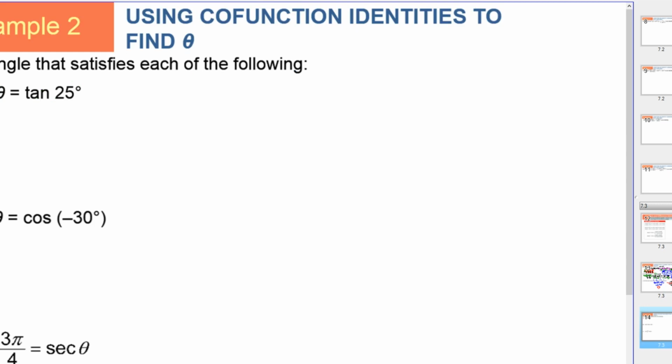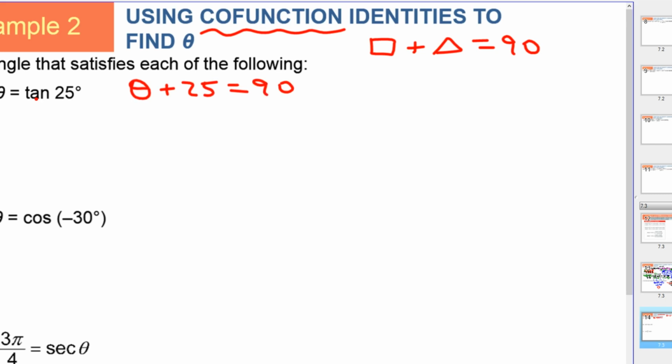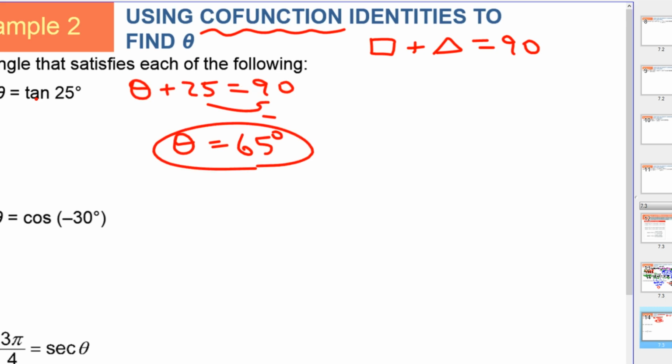Number 2. Find an angle that satisfies each of the following. All right, here's the deal. We've talked about cofunctions before. Sine and cosine, tangent and cotangent, secant and cosecant. Those are cofunctions. And we had this property that one of the angles plus the other angle was 90. And so this question is not that bad. Once you recognize that these two are cofunctions, you can just say theta plus 25 equals 90. So subtract that over, theta equals 65 degrees. Cofunctions. The angles, the arguments add up to 90.